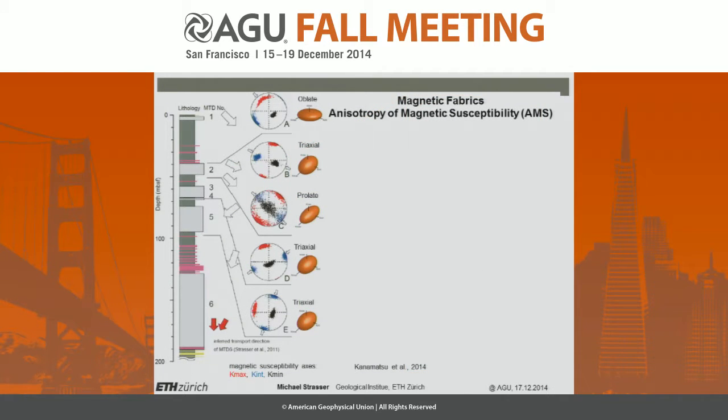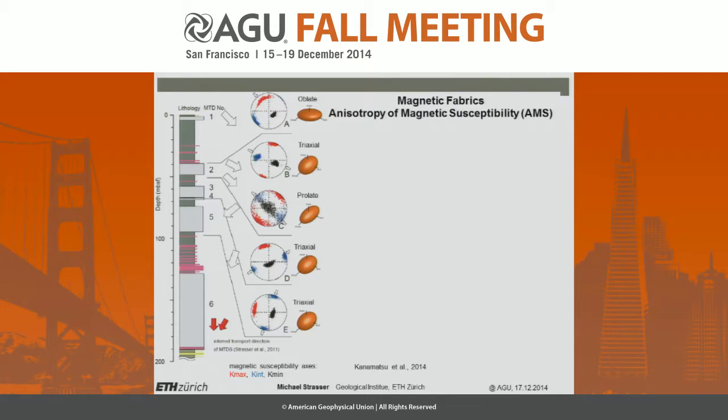So here comes the magnetic susceptibility study I mentioned before. Kanamatsu-san and colleagues collected small cubes on the core and analyzed how the magnetic susceptibility in space is oriented. So if one direction shows a higher magnetic susceptibility than another, we can somehow infer the ellipse of how these grains that have higher magnetic susceptibility may be oriented in space. And he finds an oblate structure, which just means this is compaction.